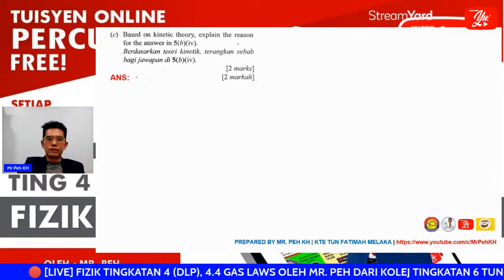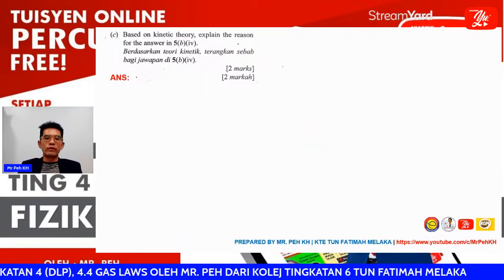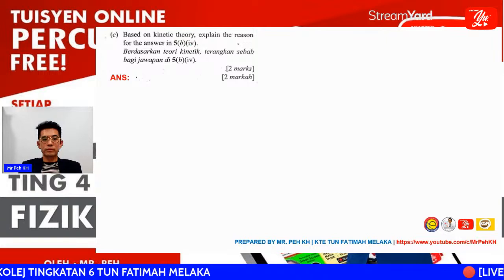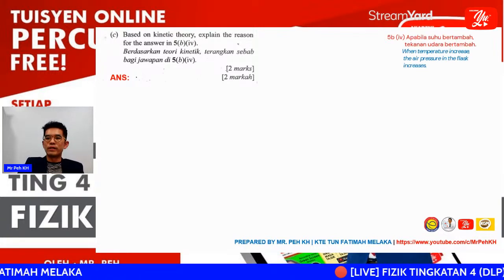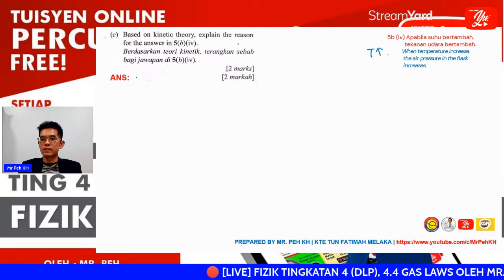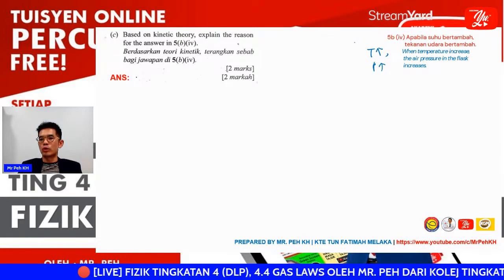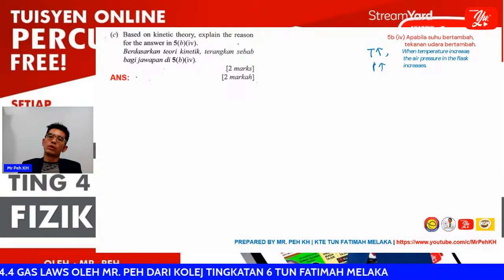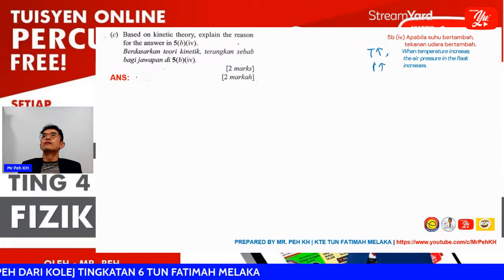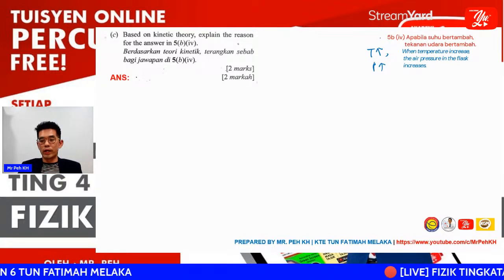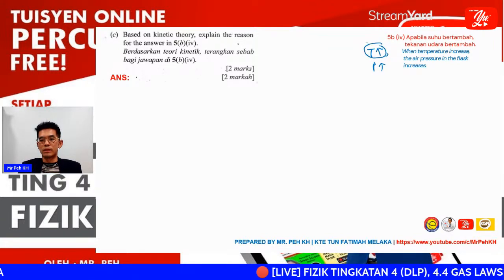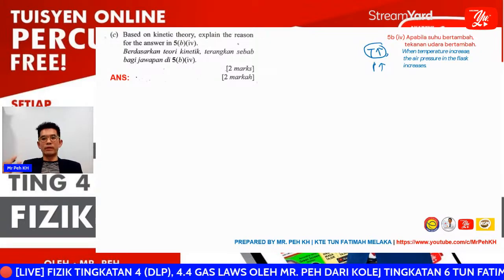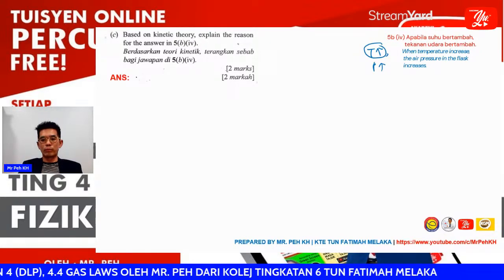Then the next, C: based on the kinetic theory, explain the reason for the answer to 5B4. The answer from 5B4 is that when the temperature increases, pressure increases. So why? As per the explanation just now, temperature with pressure is actually referring to Gay-Lussac's law, not Charles' law. When the temperature increases, the kinetic energy of the particles increases. This causes the collision of the particles with the wall of the container to increase. So the pressure increases.